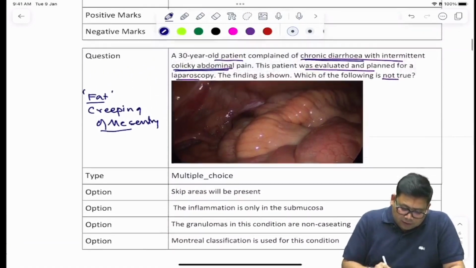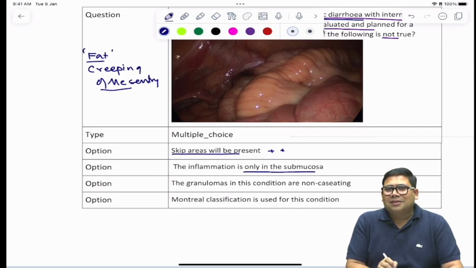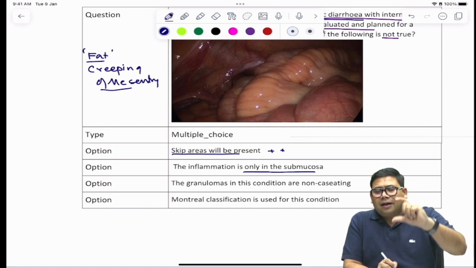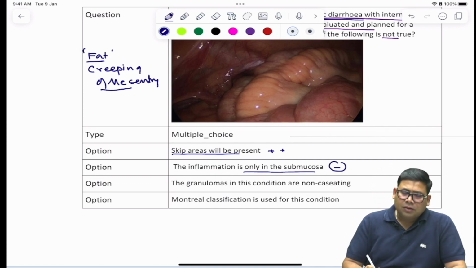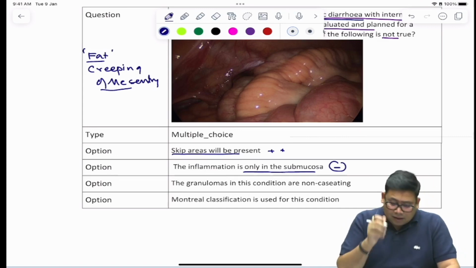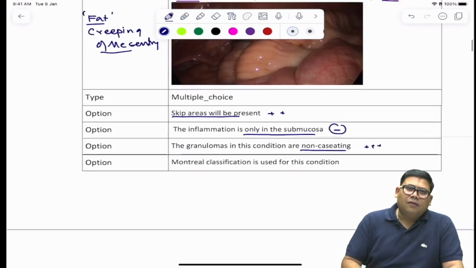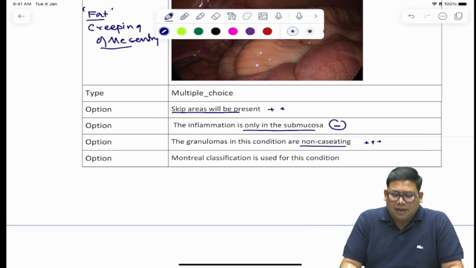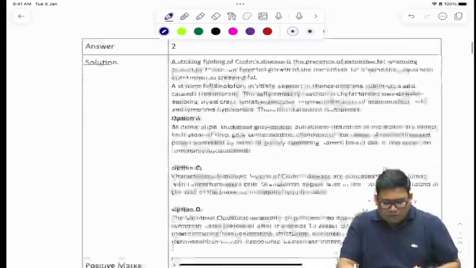Skip lesions are present in Crohn's. Yes. The inflammation is submucosal? No, students, the entire thickness is involved. So option B is actually false. Granulomas are present, but these granulomas are non-caseating, so this is also true. We have the Vienna classification and the Montreal classification for the classification of Crohn's. This is very simple. We have A, B, and C.